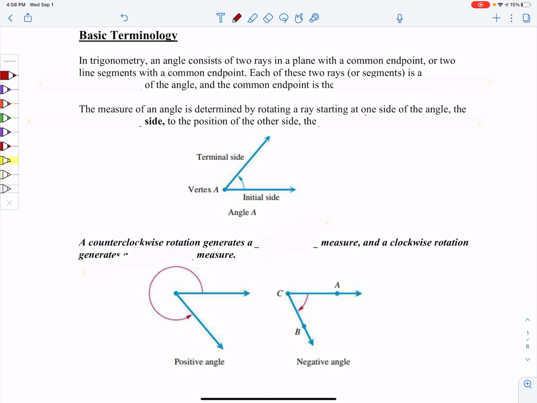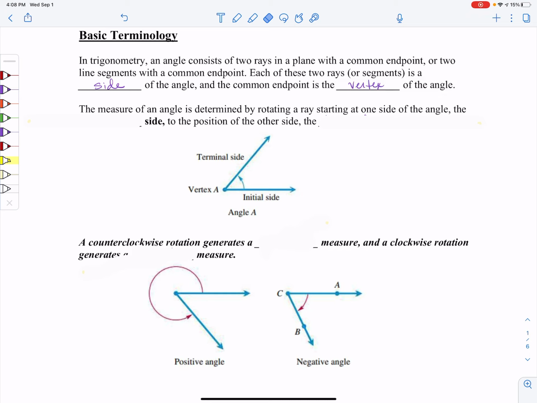In trig, an angle is simply two rays and a common endpoint. Those two rays, each one is going to be called a side of the angle, and the common endpoint is going to be called the vertex of the angle.